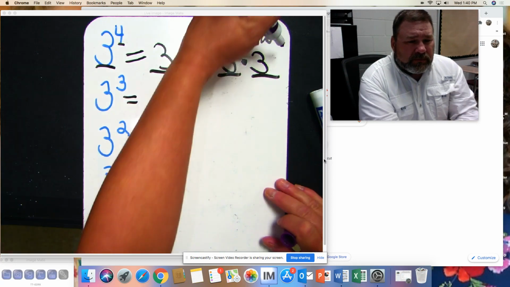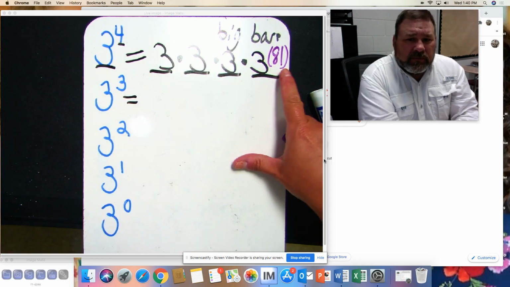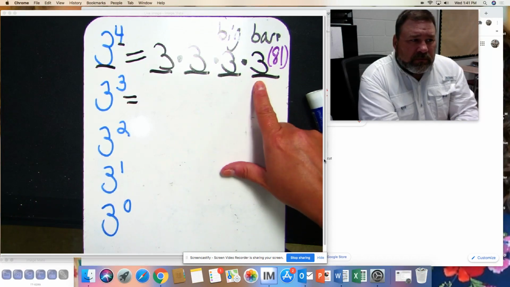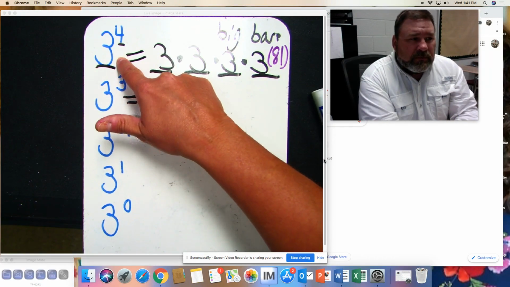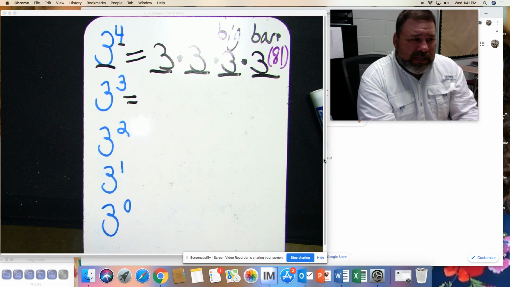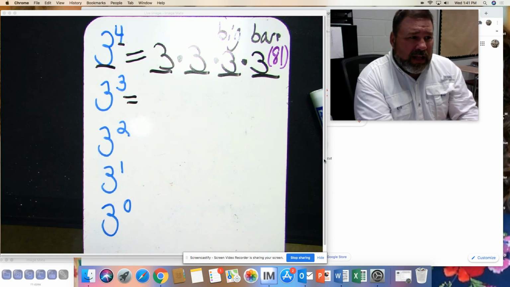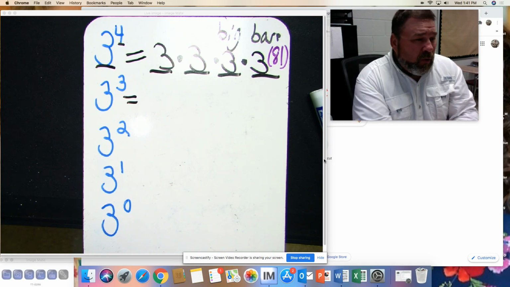So sometimes they will actually ask you to evaluate it. If they ask you to evaluate it, it'd be 81. Sometimes they'll just give you the problem 3 times 3 times 3 times 3 and ask you to simplify it, and you can turn it into that condensed problem 3 to the 4th. That's two really good vocabulary words right there. When you see the term evaluate, that means go ahead and reduce it down as far as it can go. Simplify a lot of times just means you can leave it in exponential form.